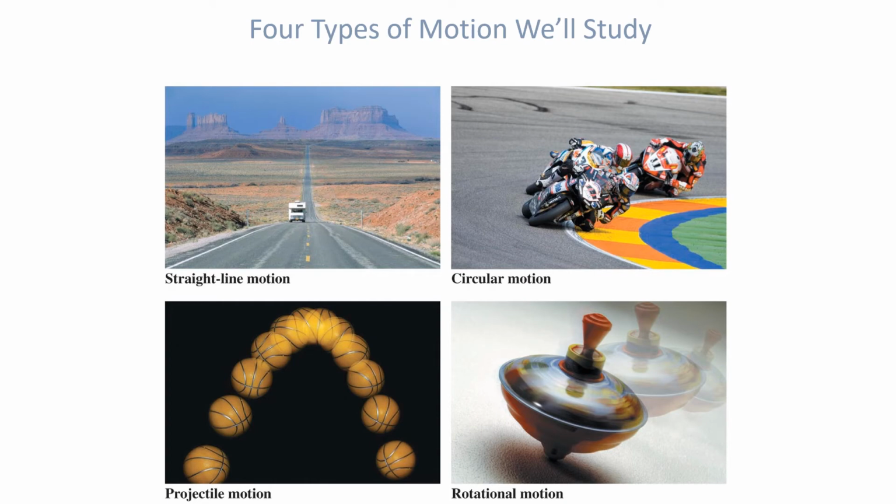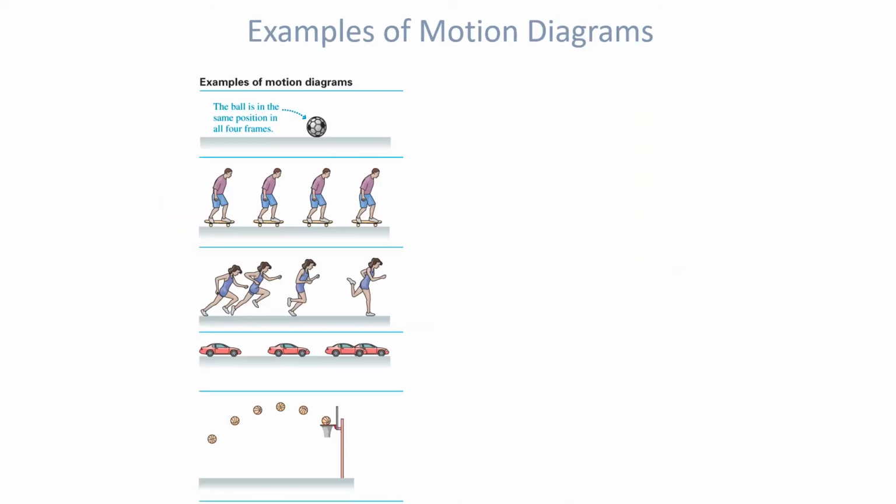These are four types of motion we're going to study: straight line motion, which we're talking about now, circular motion, projectile motion, and rotational motion. All of these fall under kinematics, but there are different aspects or types to it. So here are examples of motion diagrams. You can see how we're going to use something similar to demonstrate or show motion.